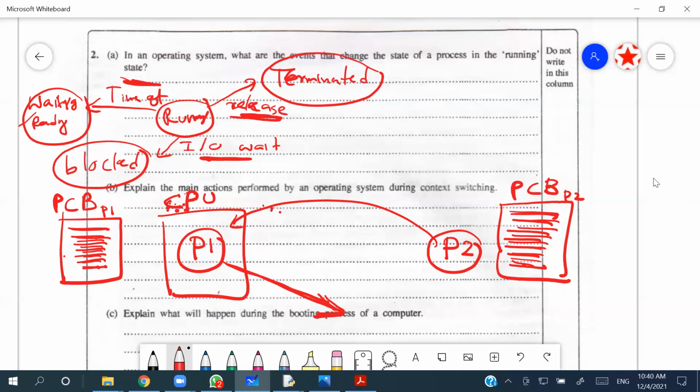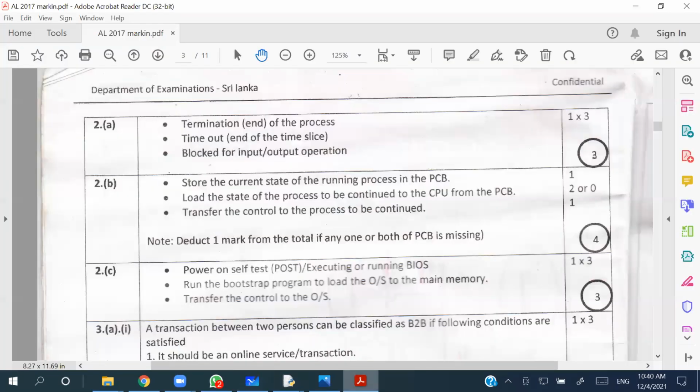Right? So that is the idea that you should give in your answer, right? So it says: store the current state of the running process in the PCB, load the state of the process to be continued to the CPU from the PCB, and transfer the control to the process to be continued. Right?